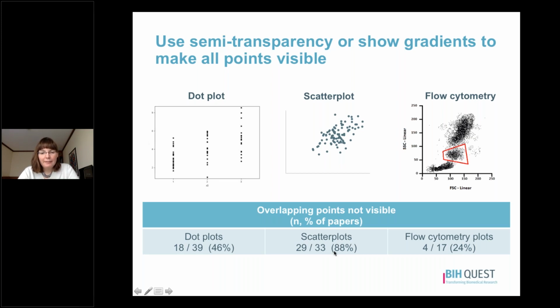For scatter plots, we found this problem in about 88% of papers that had scatter plots. And the flow cytometry plot is essentially a scatter plot with a lot of data points, a very high data density. We also found this problem in about a quarter of the papers that had flow cytometry plots. So let's talk about how we solve this problem.